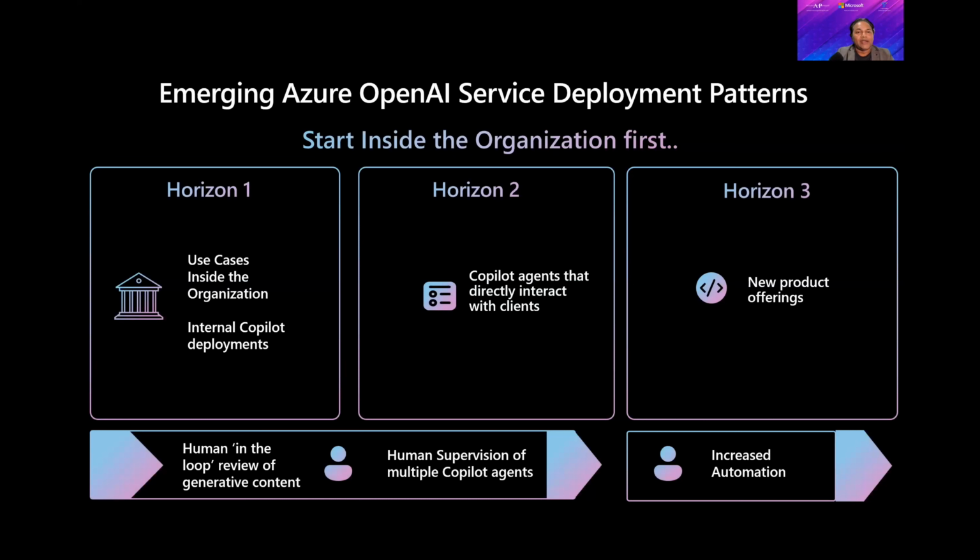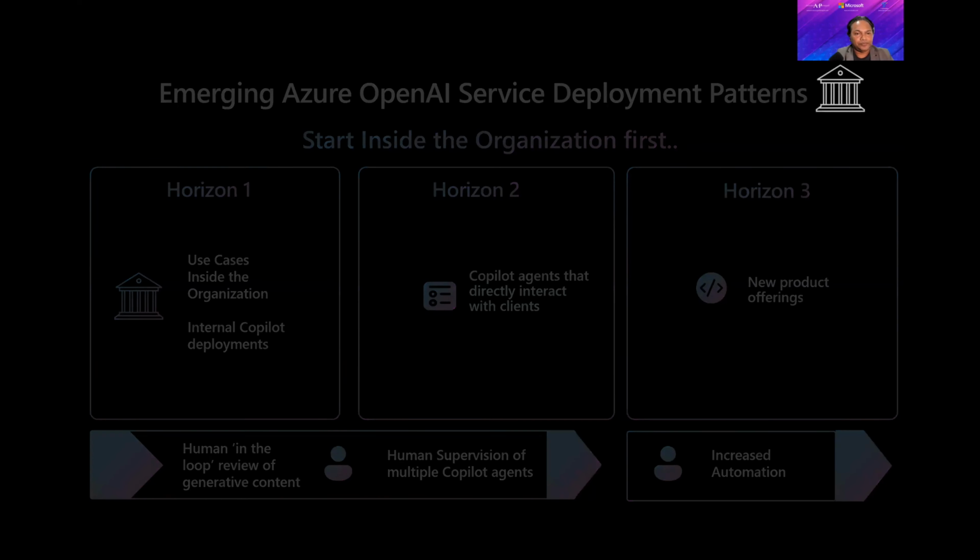And if you see it is getting very accurate, and you're not having to do too much human intervention, the next Horizon 3 is where you start building products on top of the model. And these are products that you can directly make available to your customers.